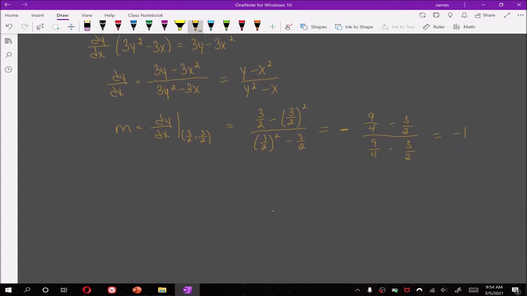So the tangent line is y equals -1 times x minus 3 halves plus 3 halves. And so we'll get -x plus 3 as our tangent line.